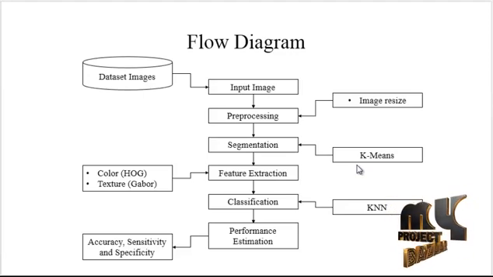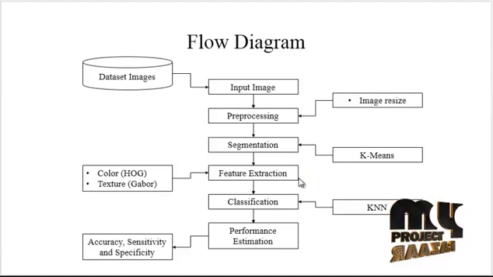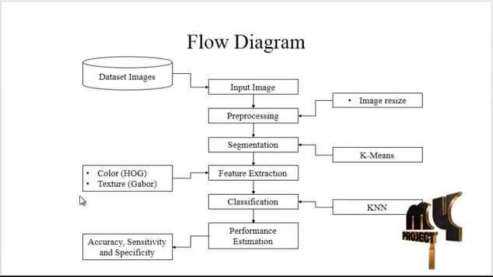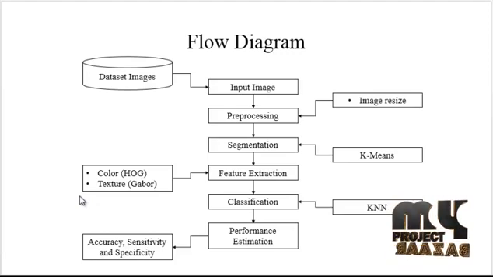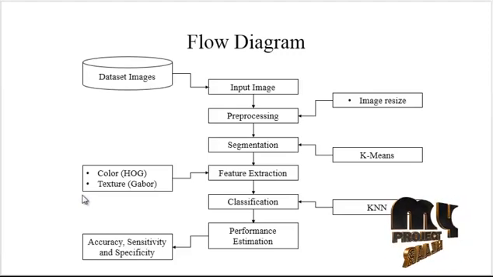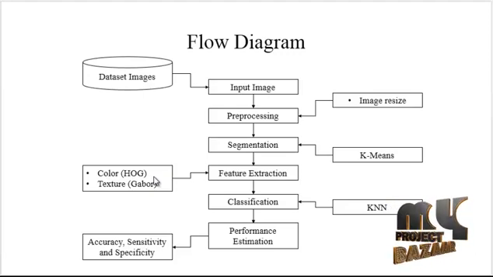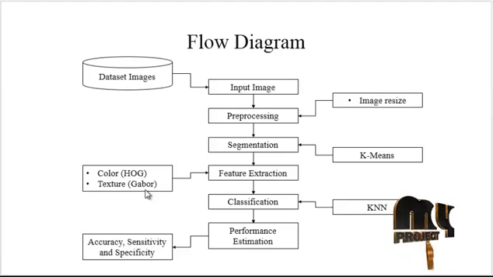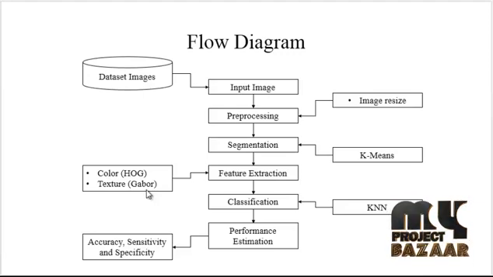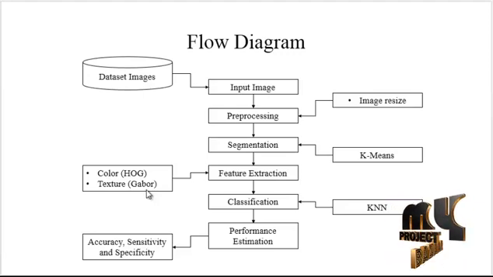After getting the fire region, we have to do the feature extraction. In this feature extraction, there are two kinds: one is color based feature extraction, and the other is texture based feature extraction. The color based feature extraction is applied using the histogram of oriented gradients, HOG. Then the texture based feature is extracted by means of the Gabor feature extraction method. After extraction, these two features are combined together to generate the test feature.